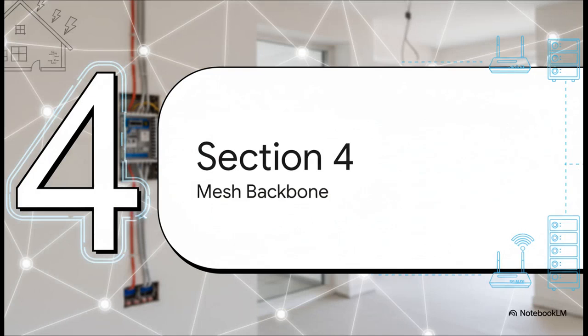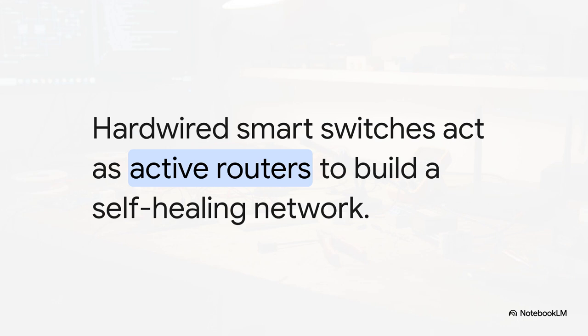Next up, section 4, mesh backbone. Let's see how this all builds out into the infrastructure itself, basically running the electricals of our architectural outline. Listen, this right here is the absolute secret to a bulletproof smart home. Hardwired devices, specifically smart switches that are wired into your home's neutral wires, do way more than just turn on your lights. They act as active network routers.